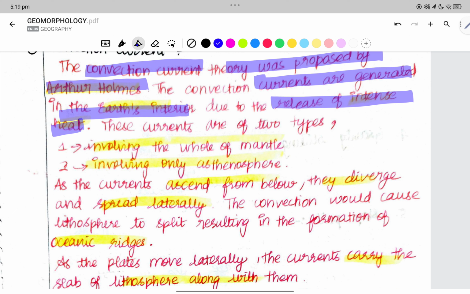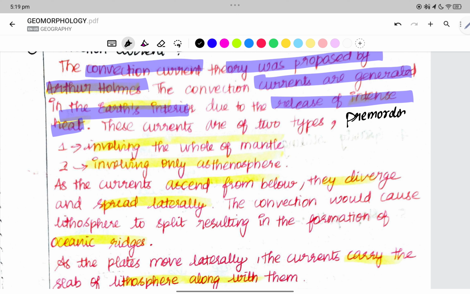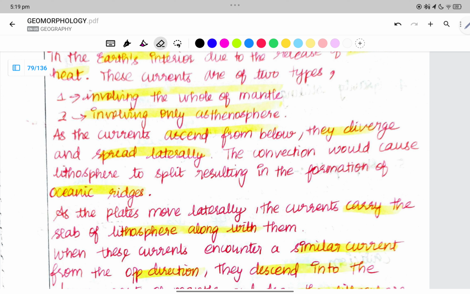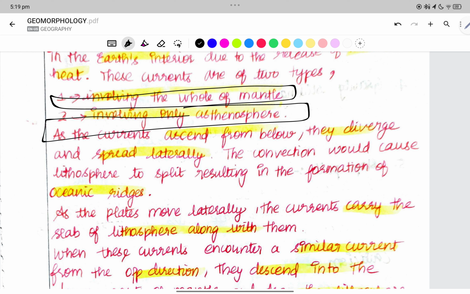The source of the heat is going to be primordial heat or radioactivity. These currents are of two types. The first involves the whole of the mantle, or the second involves only the asthenosphere.